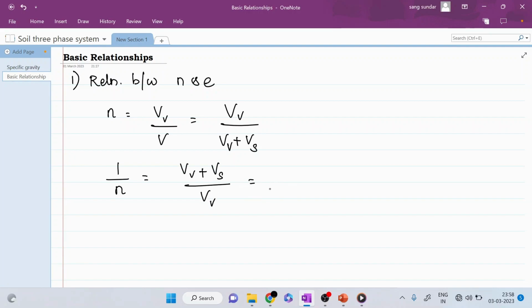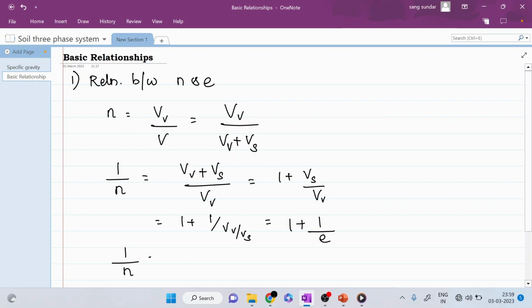So just distribute this volume of voids to both the terms in the numerator: 1 plus volume of solids divided by volume of voids. Hence, 1 plus, just bring this volume of solids to the denominator, 1 by volume of voids by volume of solids, which gives you 1 plus, what is volume of voids by volume of solids? It is void ratio, right? Hence, 1 by N is equal to E plus 1 divided by E. If I reciprocate it further, I'll get N is equal to E by 1 plus E, right?